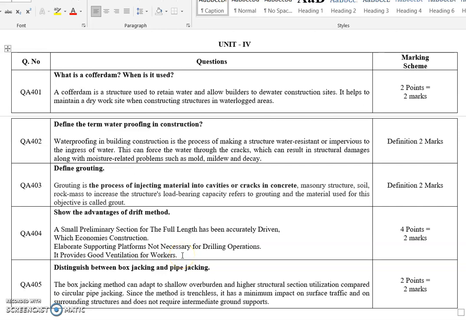Good morning to all. Today we are going to discuss the important two-mark questions from our unit 4. So, what is a coffer dam and when is it used in the construction field?